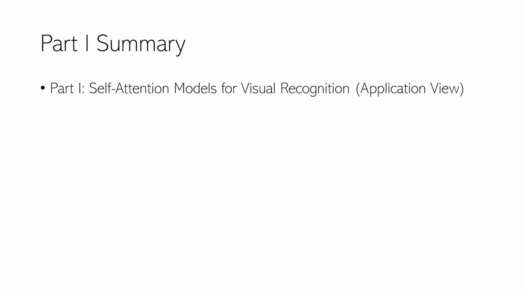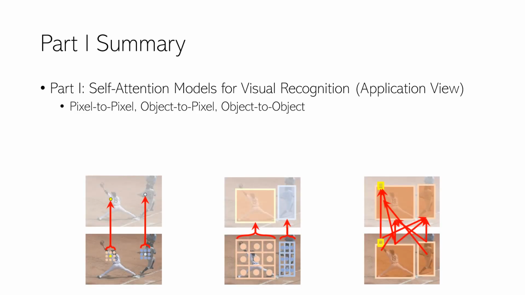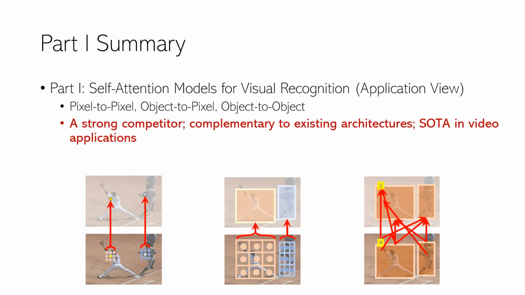To summarize, there have been a lot of works using self-attention modules to model three kinds of basic relationships in visual recognition, including pixel-to-pixel, object-to-pixel, and object-to-object. The self-attention module is a strong competitor for many tasks. It's usually complementary to existing architectures. It's also a key component for the SOTA solutions in video analysis, and there is still much room to improve.